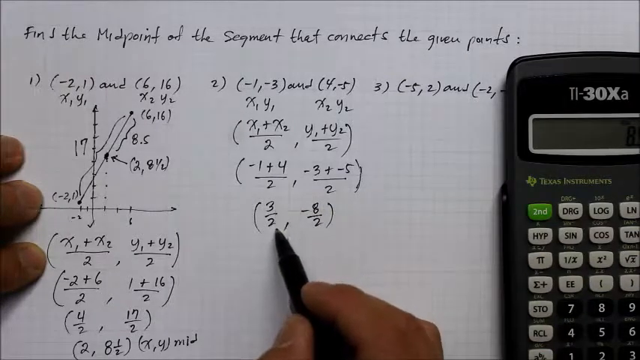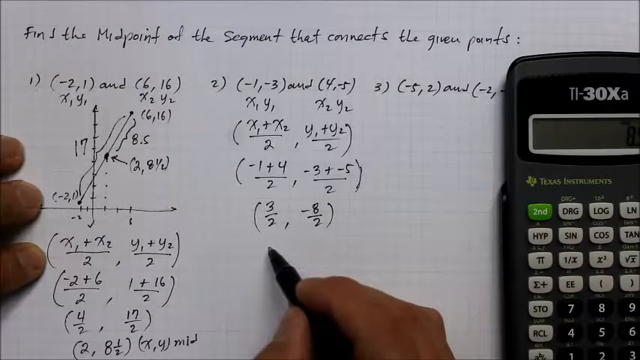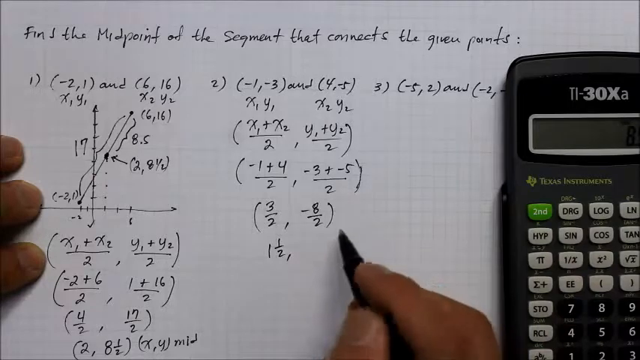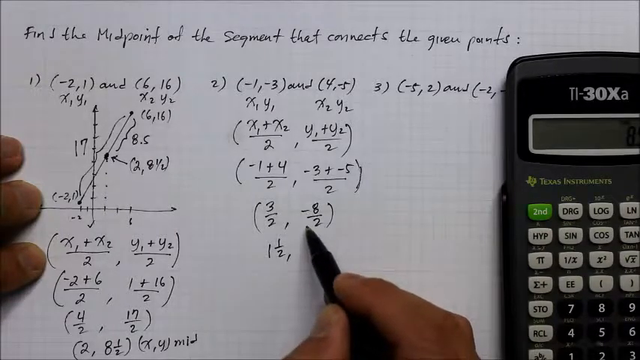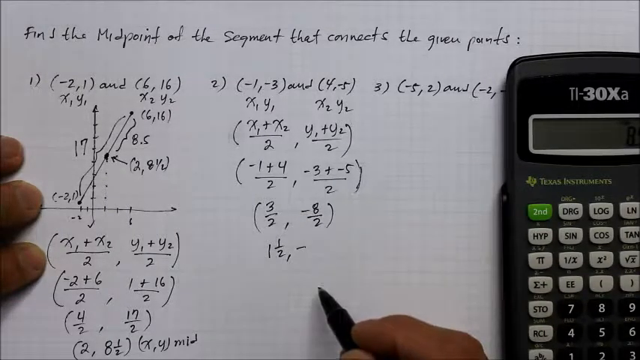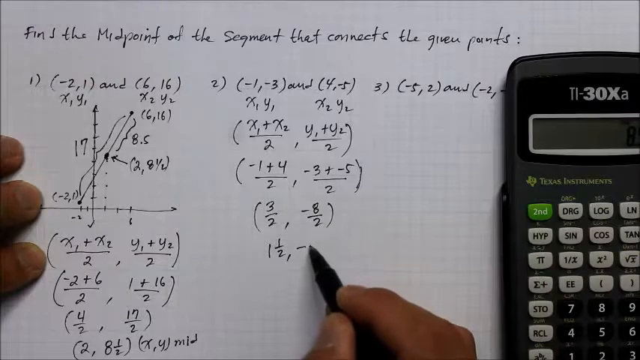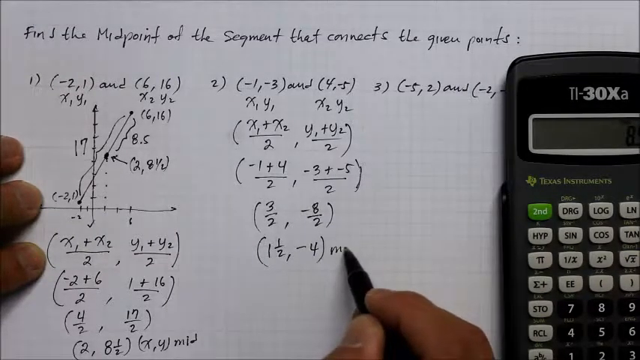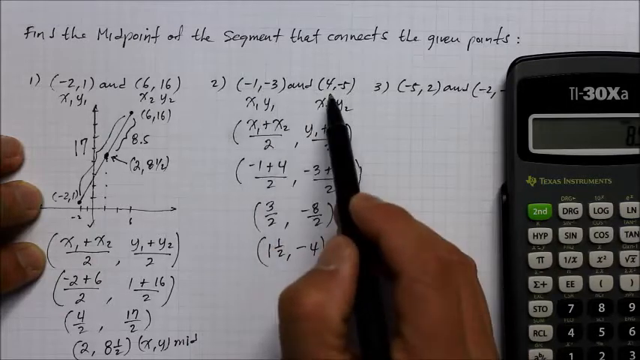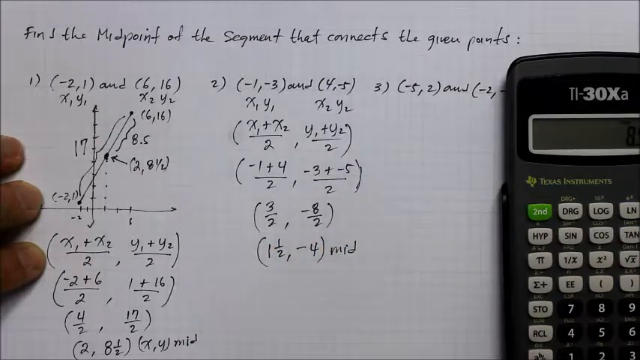And 3 over 2 in a mixed number form is like saying 1 and 1/2. And negative 8 divided by 2, remember, when you multiply or divide a negative and a positive, it always comes out to be a negative. And 8 divided by 2 is, of course, 4. And there is your new coordinate, the midpoint between these two given points on the graph.